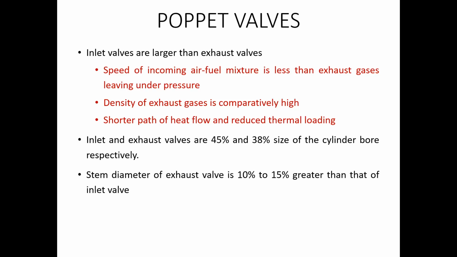So due to these reasons, we can see that in an engine, the inlet valves are comparatively larger when compared with the exhaust valves. Sizes usually are in this range. Inlet valves and exhaust valves are 45% and 38%, so there is a difference of 7% in size between the inlet and exhaust valves. These are 45% and 38% of the cylinder bore, that is, the inside diameter of the cylinder. So both these valves are at these percentage sizes of the cylinder bore. That is the ratio that is maintained.